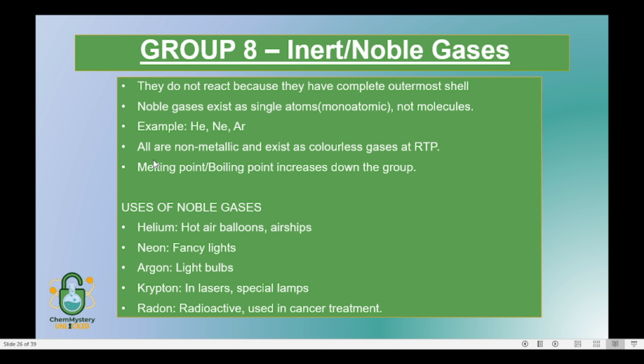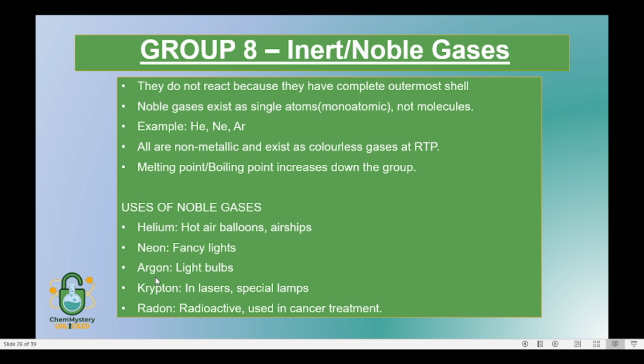Now, uses of noble gases. First one is helium. It is used in hot air balloons, airships. Why? It is lighter than air and non-flammable. Now let's move on to neon. It is used in fancy lights. Why? Because it produces a bright red-orange glow when electric current passes through it. Now argon is used in light bulbs. Why? Argon is used in light bulbs to protect the filament because it does not react.